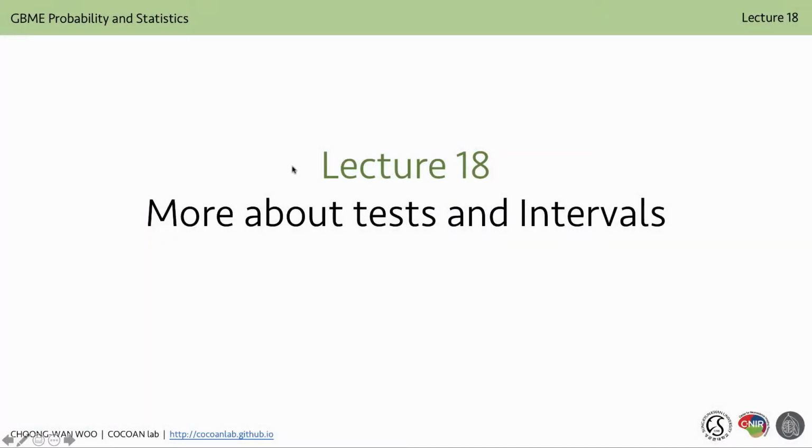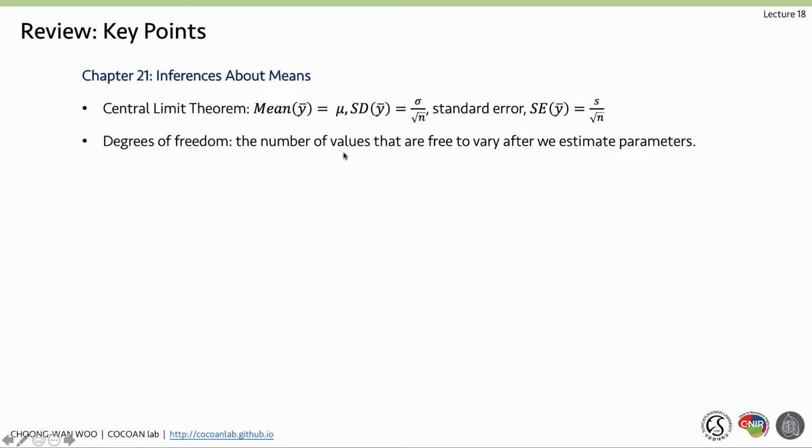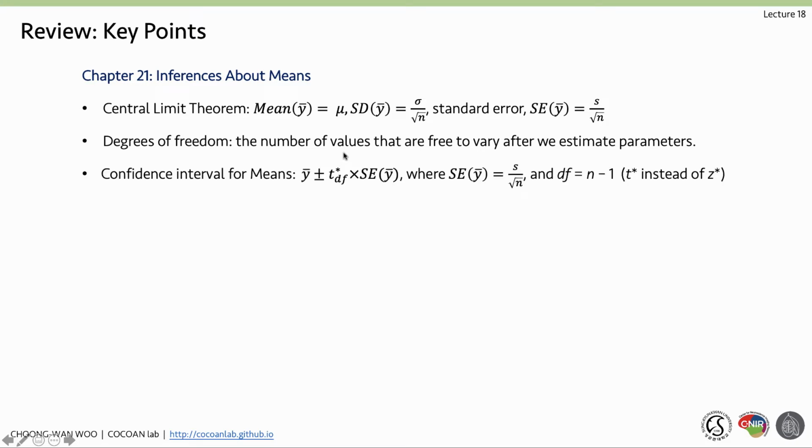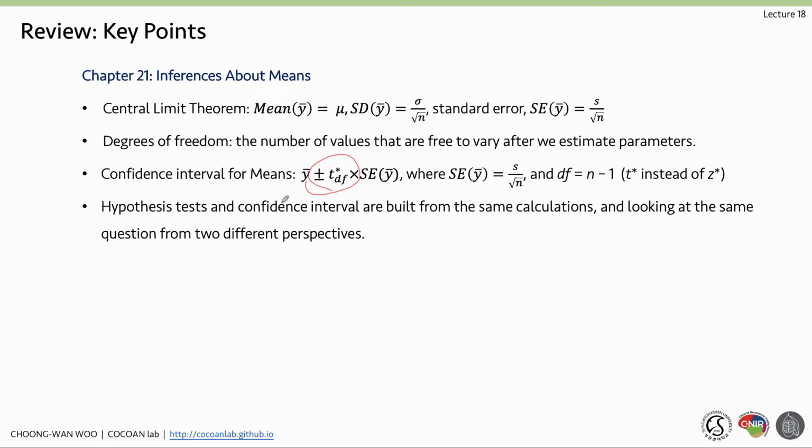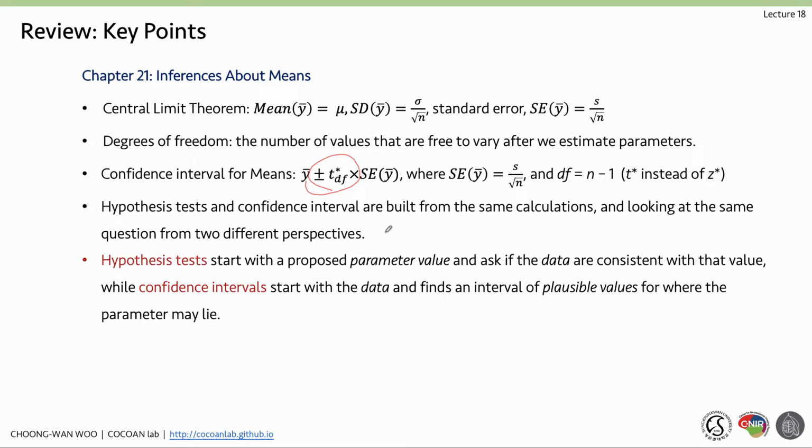Hi everyone. So today we are going to talk more about tests and intervals: the central limit theorem for the mean of the sample, the sampling distribution, and also the degrees of freedom. And we learned how to calculate the confidence interval for means. We learned about the t-value, t-statistics, and the hypothesis test and confidence interval. What are the similarities and differences?